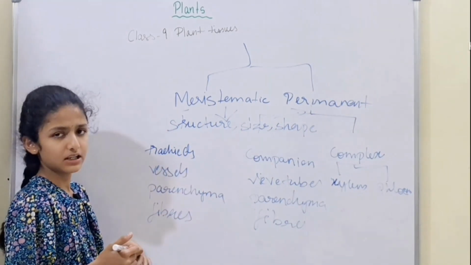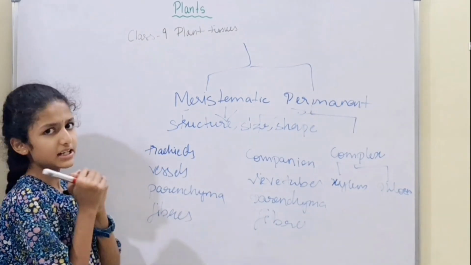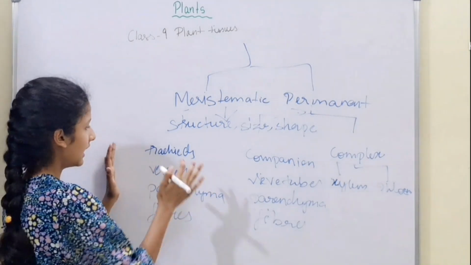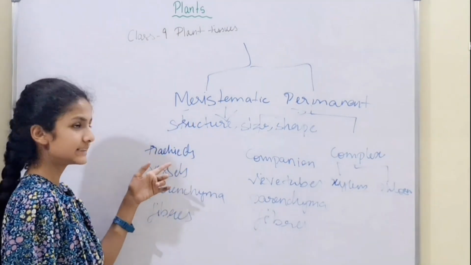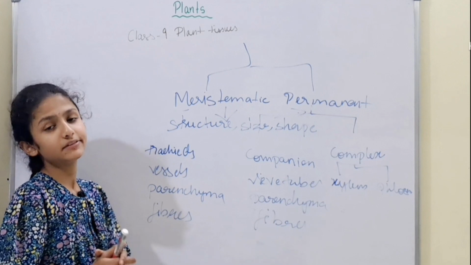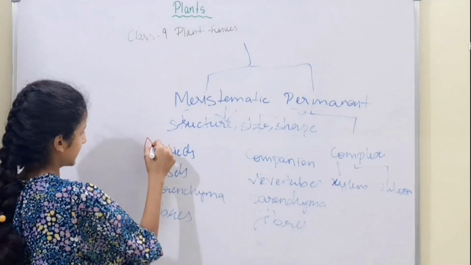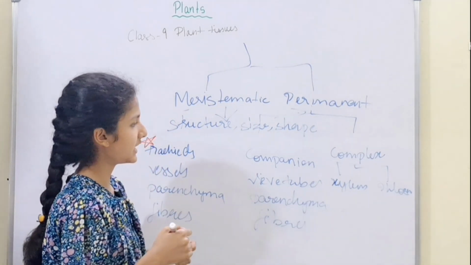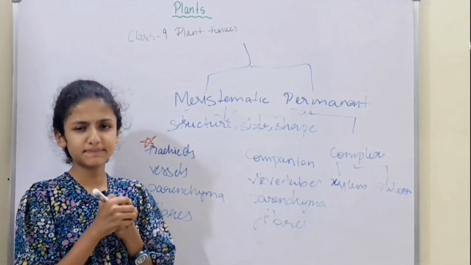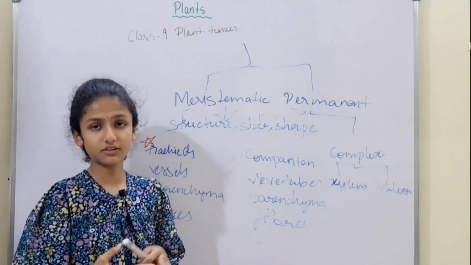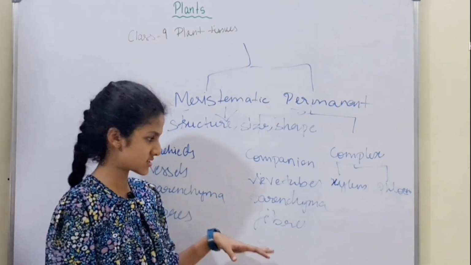See in tracheids, they have tapering ends. Let us see the composition. They are thick cells, they have tapering ends, and they transport water and minerals. What transports water and minerals? Tracheids. Now if you see in a phloem, it is basically the conduction of the food prepared by the leaves.